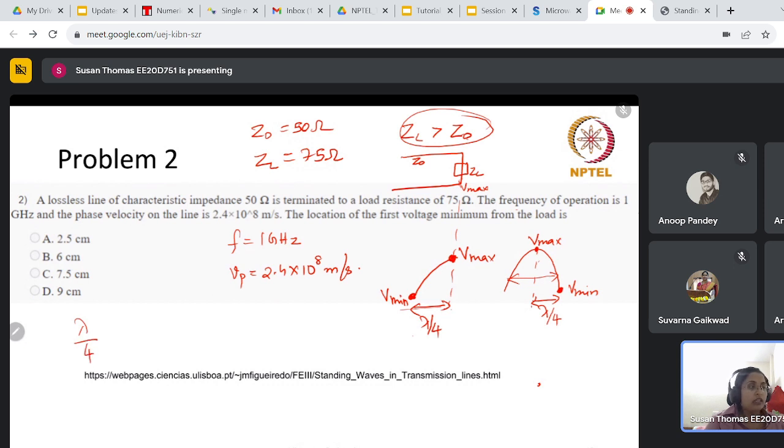Now, how do I calculate that? I need to know what lambda is. To get that lambda, you need to solve this. Lambda is equal to 2 pi by beta. So, any idea what can be replaced for the beta?